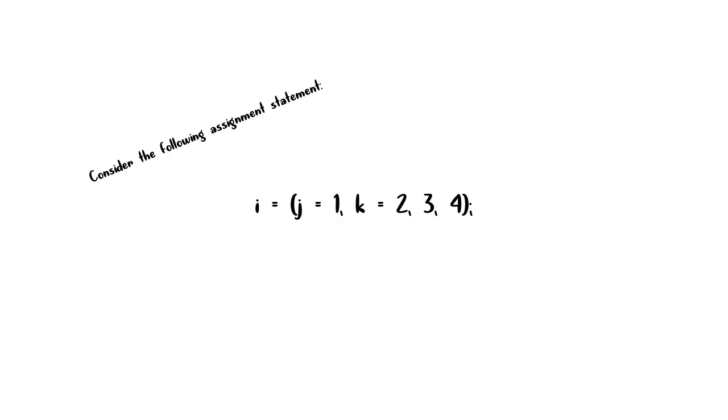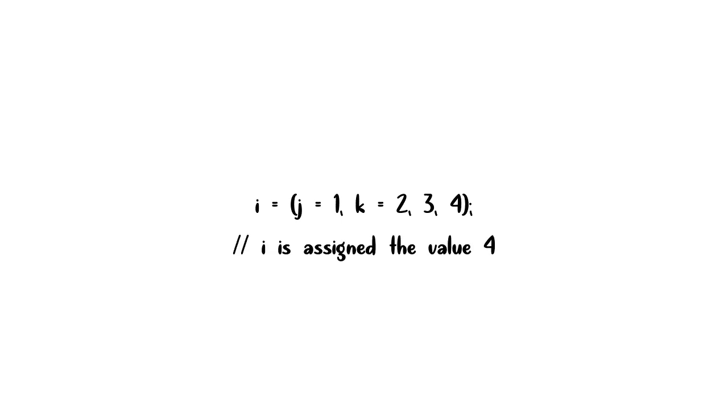Consider the following assignment statement. In this case, the expressions j equals 1, k equals 2, 3, and 4 are evaluated first. Then the value of the expression is returned as 4 and assigned to i.